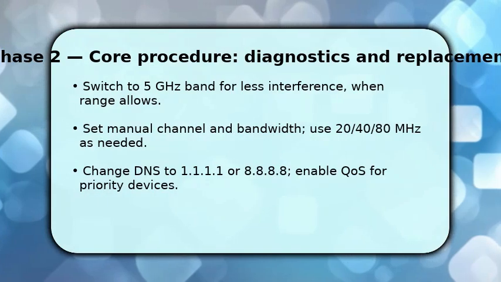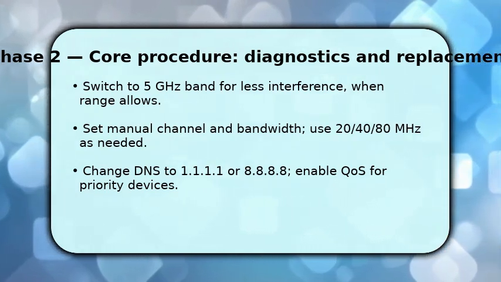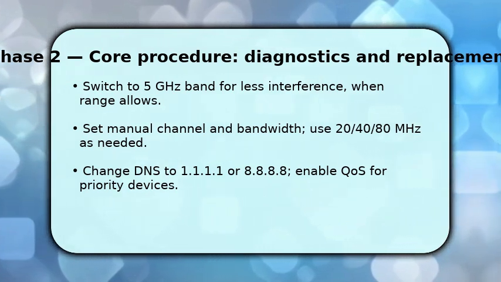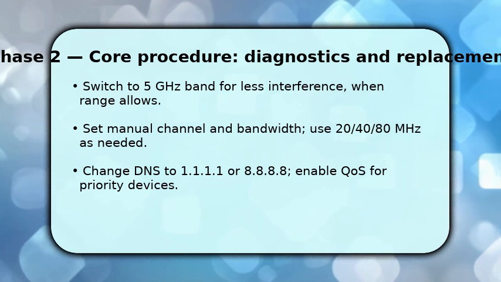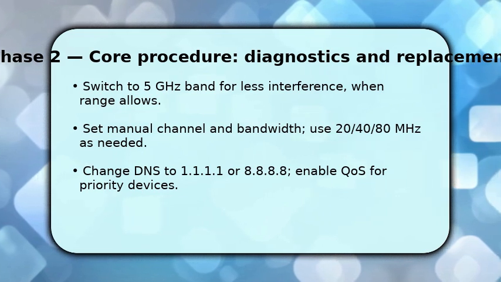You now optimize the wireless layer. Move devices that support 5 GHz onto that band because it reduces interference and raises throughput. Just be mindful of range limitations. Next, set the router's channel and channel width manually, scan for a quiet channel and choose 20/40/80 MHz depending on congestion.